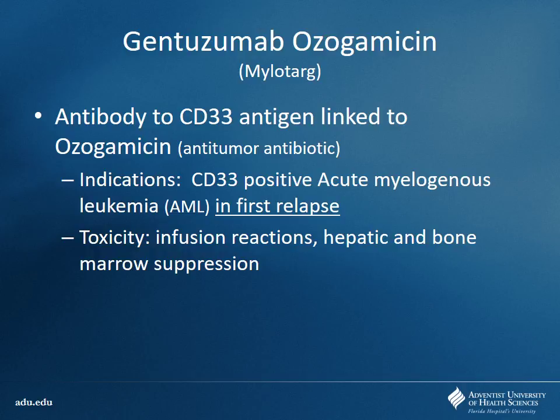Then you have gemtuzumab ozogamicin, or Mylotarg. I know I sound like I'm spouting off like Lord of the Rings characters or something. Basically, this one is targeting CD33, and this antibody is linked to ozogamicin, which is itself a cancer drug. It's an anti-tumor antibiotic, and for those that have CD33 positive AML, in the first relapse you can give this. So it would be for patients, not first line, but if they have a relapse of their disease and they express the CD33 receptor, then you can use that.